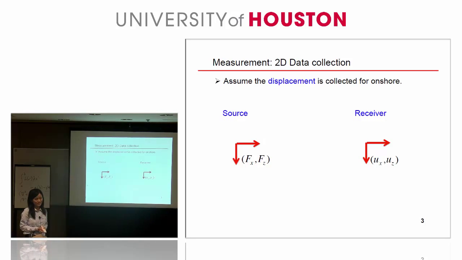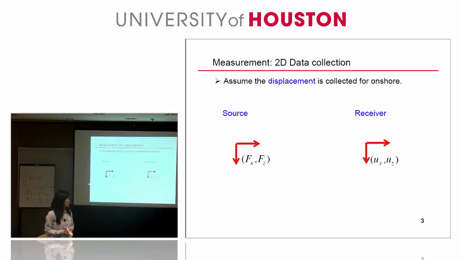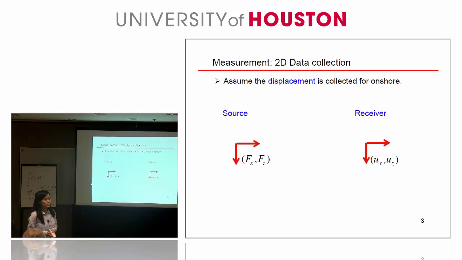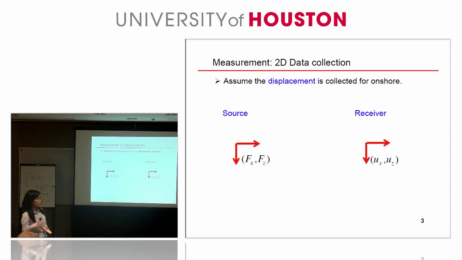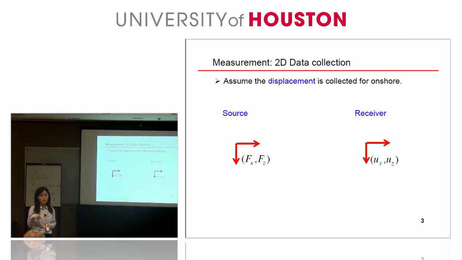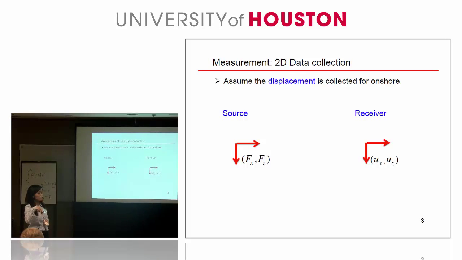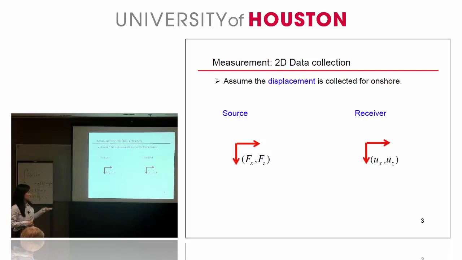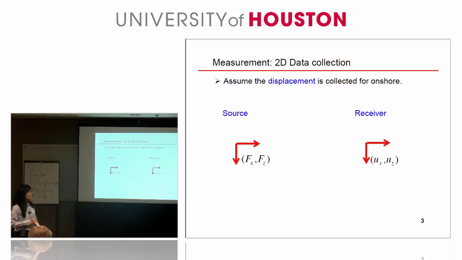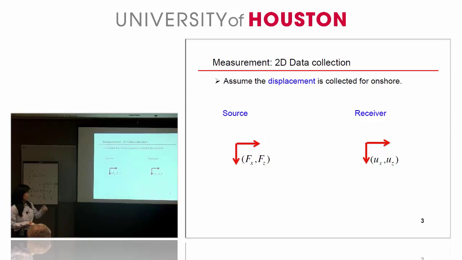Okay, before we look at the algorithm, let me show you the data requirement of this method. Here we look at 2D data, and it can be extended to the 3D world. Here we assume people measure the displacement, and your source, like the vibrator, has x direction and vertical direction force. And the receiver, like the geophone, measures the displacement in the x direction and the z direction.